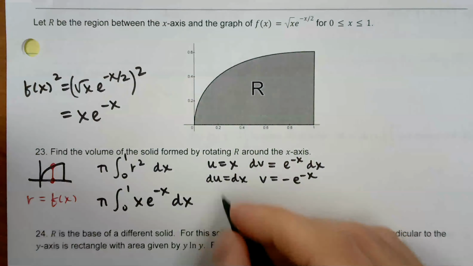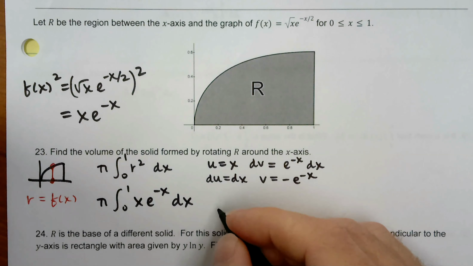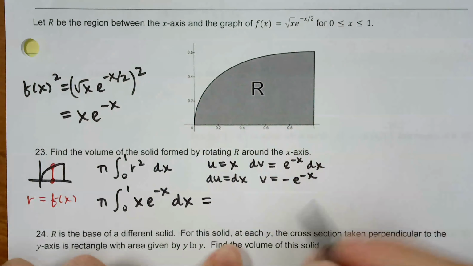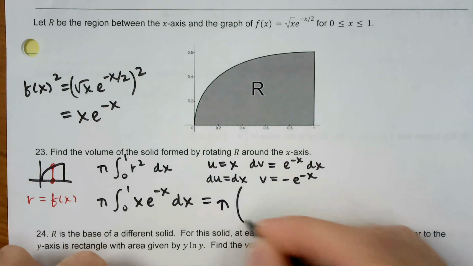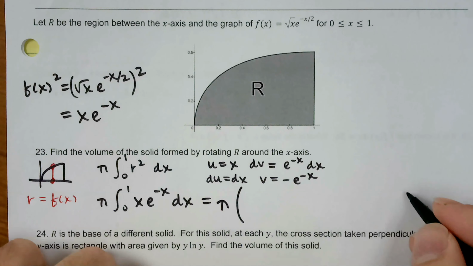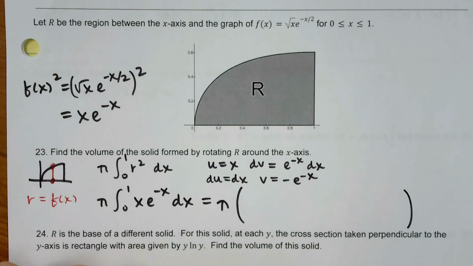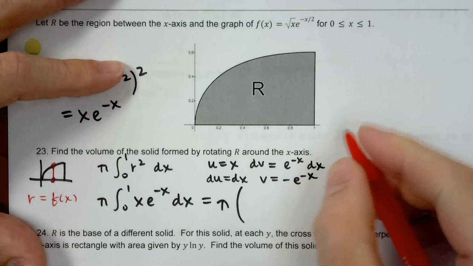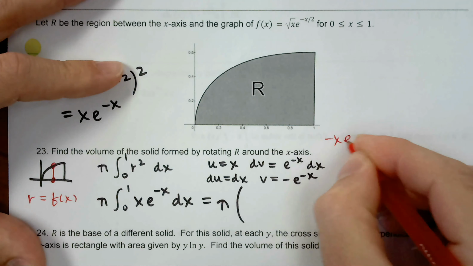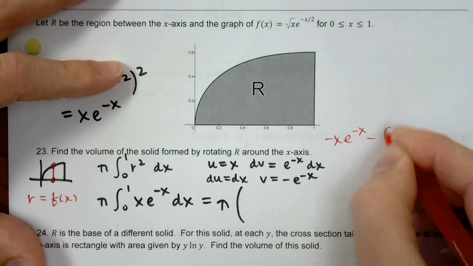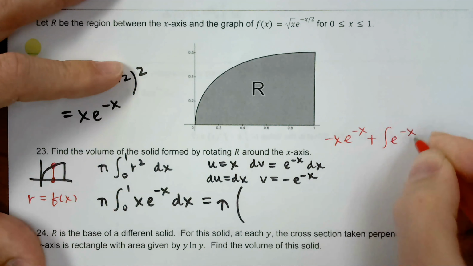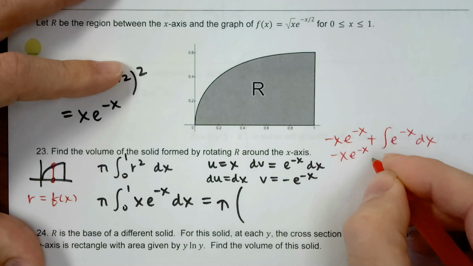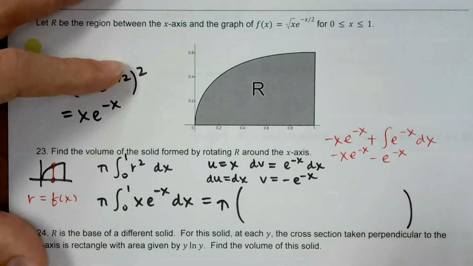Okay, so I'm going to think about this. I'm actually going to set up and just put my answer right here, and I'm going to do some scratch work off to the side. Switch colors. Okay, so the antiderivative of this thing is going to be uv, negative x e to the negative x, minus the antiderivative of v du. So negative x e to the negative x minus e to the negative x.